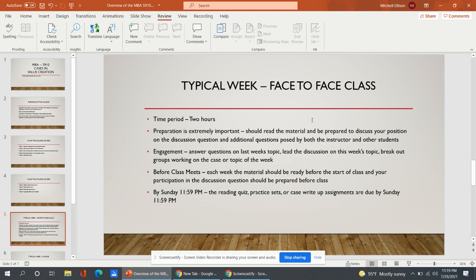Before the class meets each week, again, not to repeat, but you need to prepare for the discussion questions, and you really should write something out. It doesn't have to be word for word. It can just be an outline. This is what I got from the readings, and this is my answer to the question. It's really not wise just to read something off, but if you want to do that, that's probably not bad either.